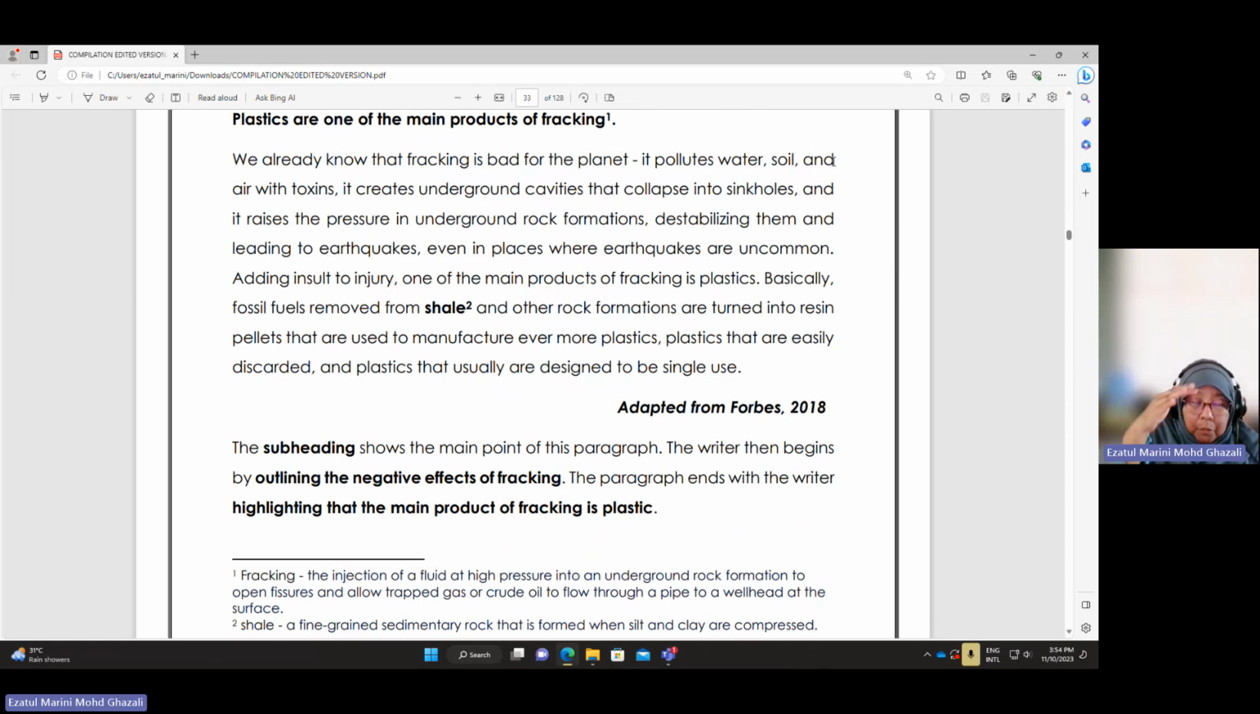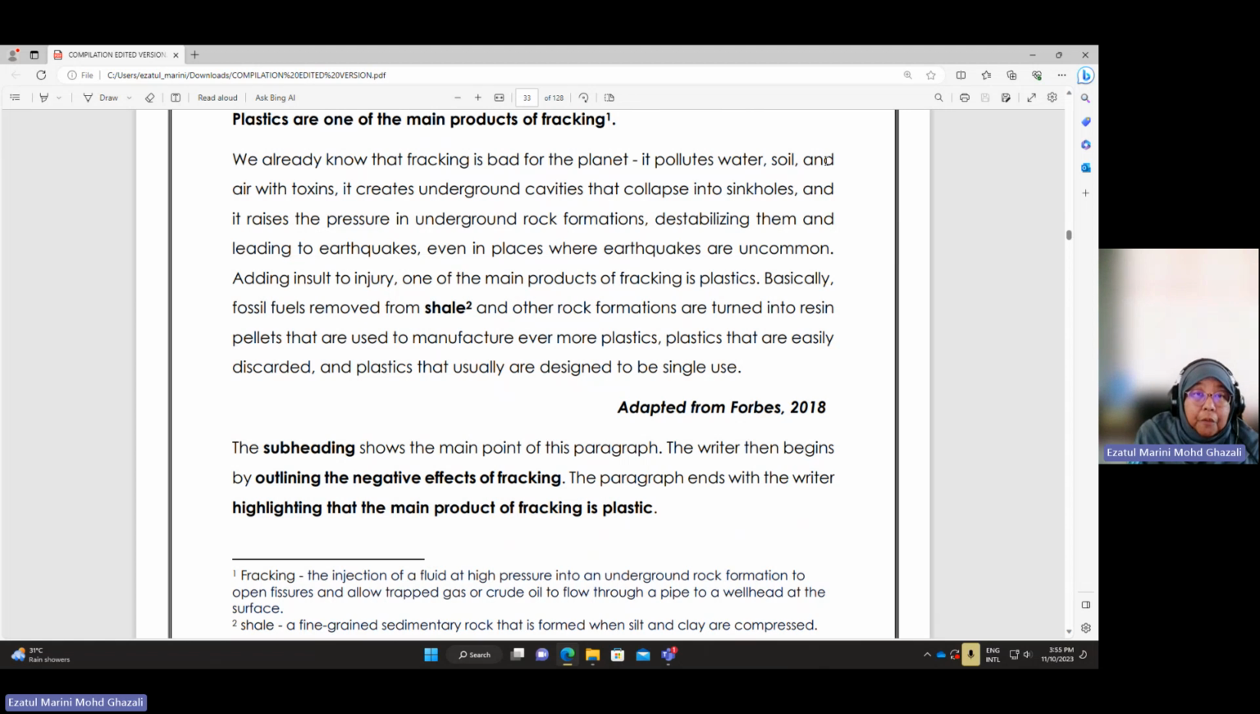And then if you move down the paragraph, the writer ends the paragraph by highlighting the main product of fracking, which is plastic. Let us look at the last sentence. So basically, fossil fuels removed from shale. What is shale? Look at the footnote. A fine-grained sedimentary rock that is formed when silt and clay are compressed. So shale is something that is formed when two components of materials are compressed.